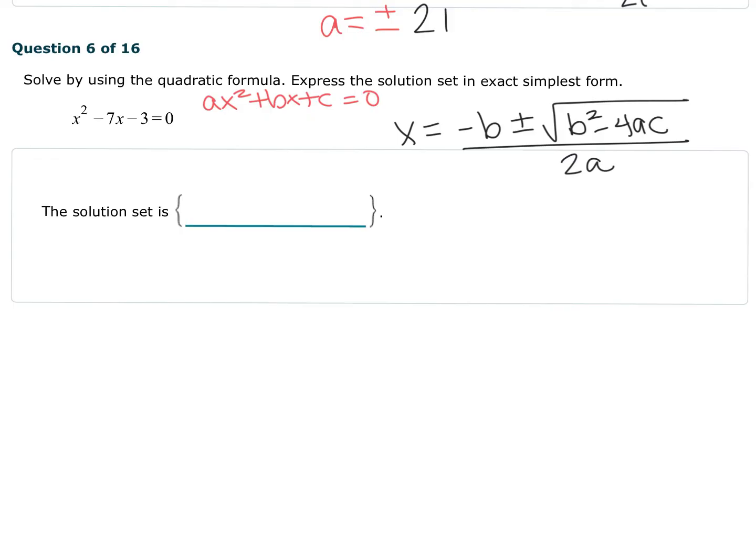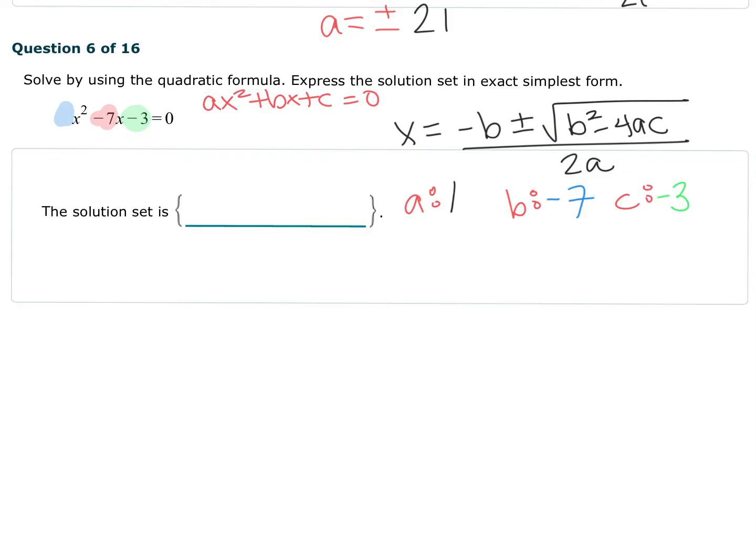I like to first declare what a, b, and c are. So remember, a is just the number in front of x squared, which in this case is a positive 1. B is the number in front of x, which is negative 7. And C is the constant, or the final remaining number here, which is negative 3.